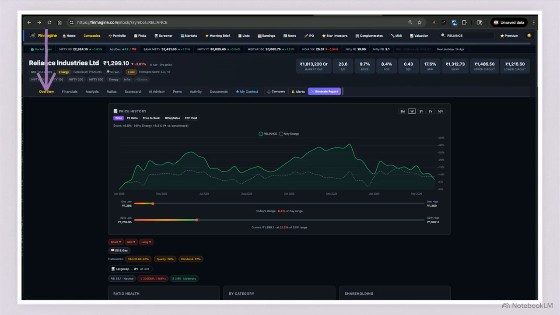This is the Finmagine Overview tab. It functions as a top-down filtration system engineered for rapid assessment. This specific interface allows an investor to validate or kill an investment thesis in 60 seconds.